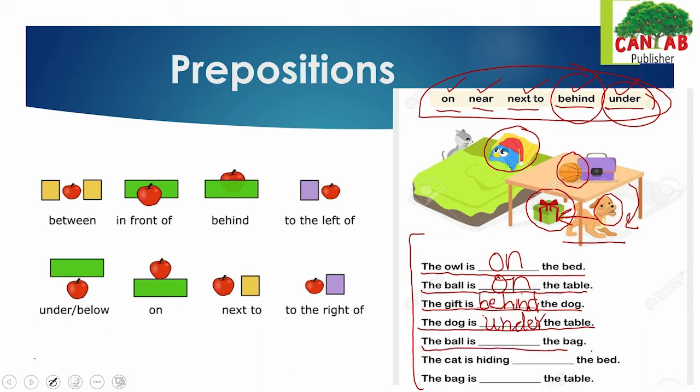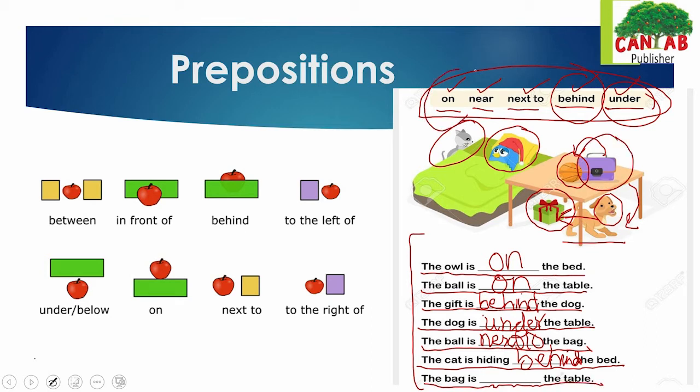The ball is dash the bag. The ball is next to the bag. Next to. The cat is hiding dash the bed. Behind. The bag is dash the table. On the table.